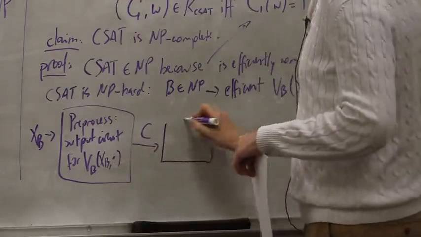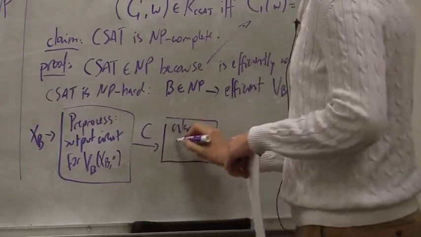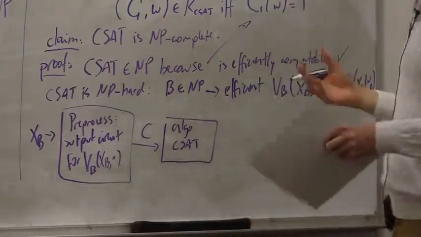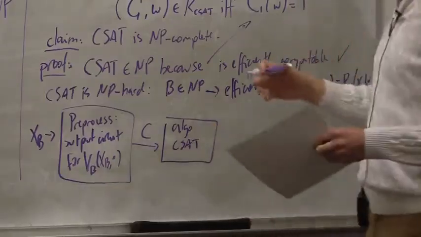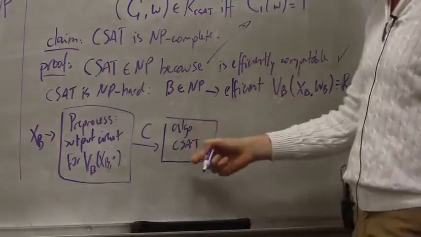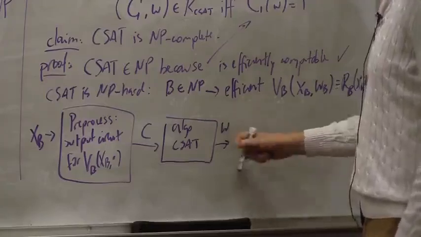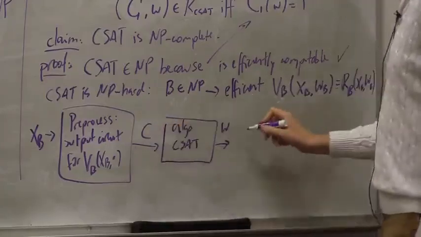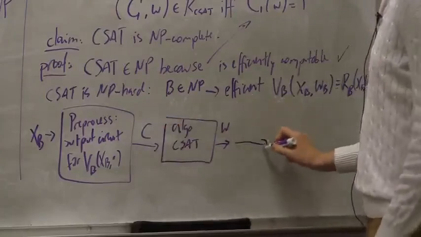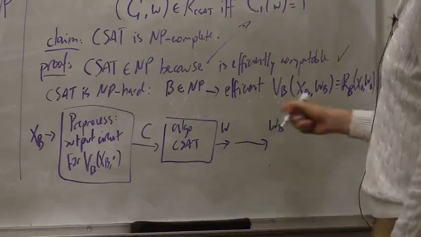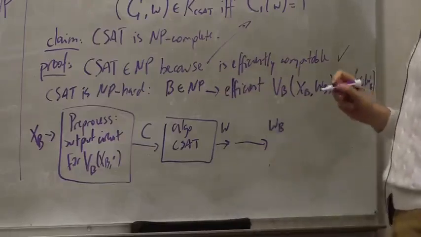Now you pass this to the algorithm for CSAT that we are presuming exists. It probably doesn't, but in a reduction, we're saying presume an algorithm for CSAT exists. It will give you back a W that makes that circuit accept. But that is tantamount to being a solution to the original problem. That is also a witness for the problem B.